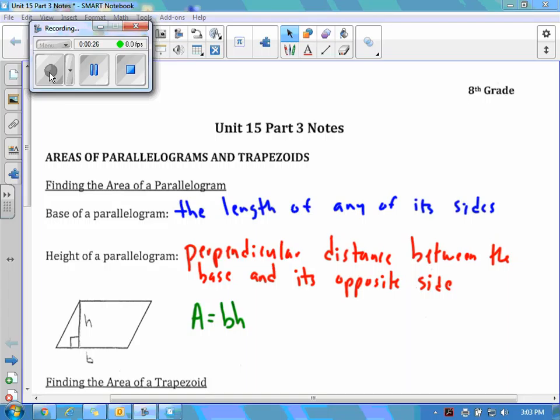So, first, a couple definitions for a parallelogram. The base of a parallelogram can be the length of any of its sides. You can use any of its sides to be the base. The height is the perpendicular distance between the base and its opposite side.